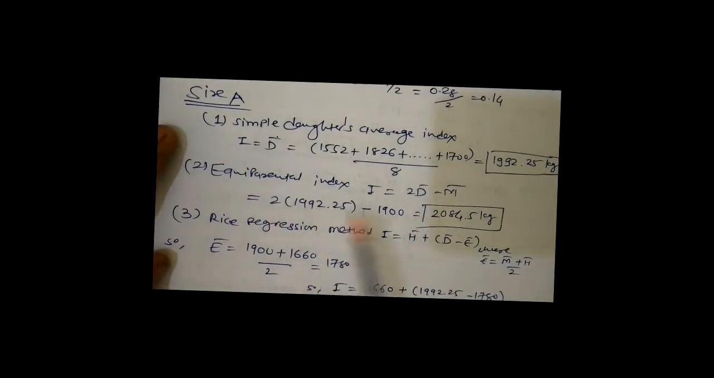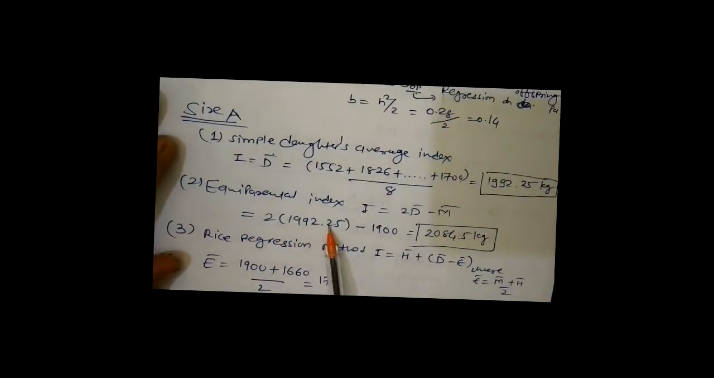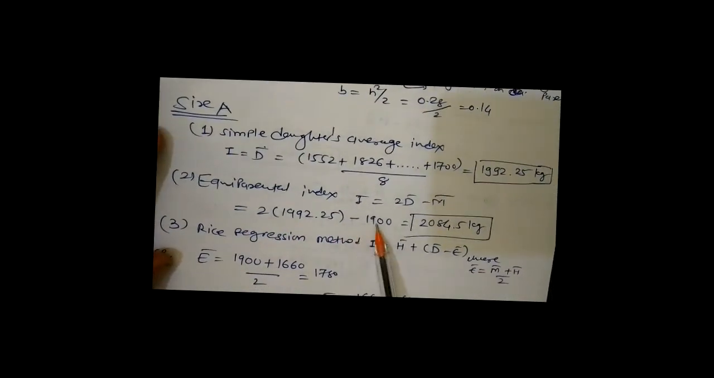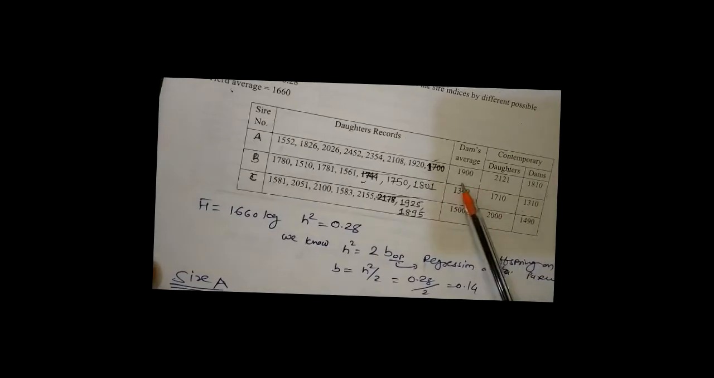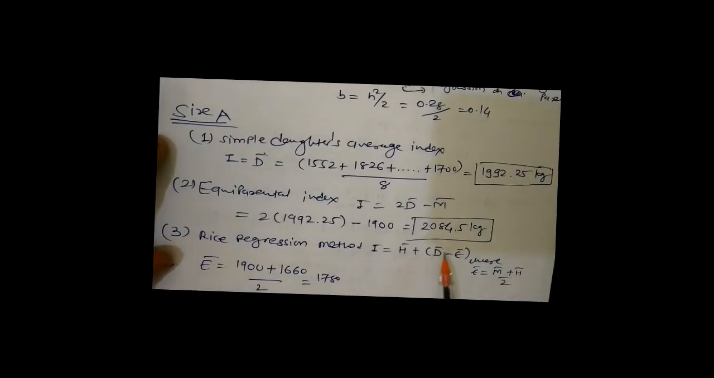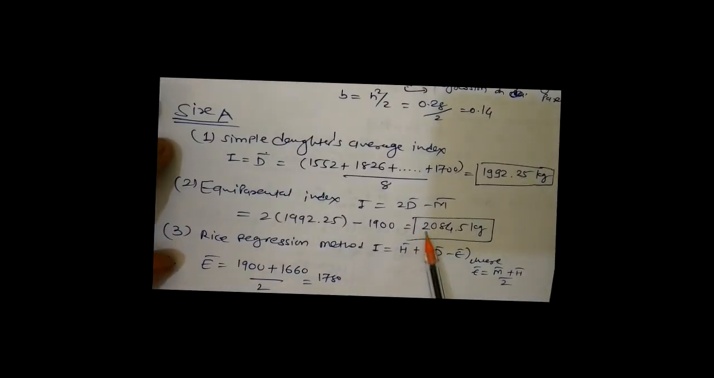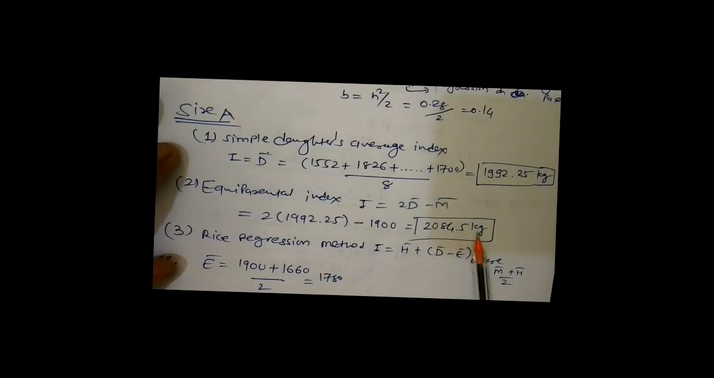Another method is the equiparental index, that is I is equal to 2D bar minus M bar. So 2D bar, that we have already found, is the simple daughter average, 1992.25, minus M bar, that is the dams' average. So finally the equiparental index value is 2084.5 kg.